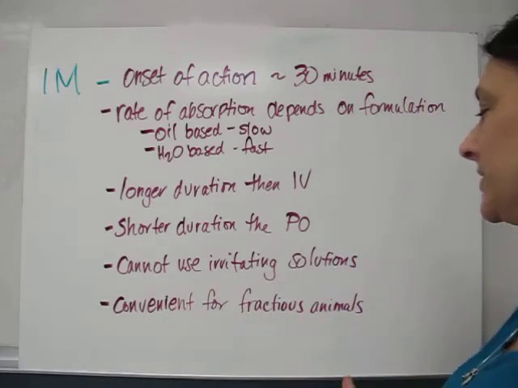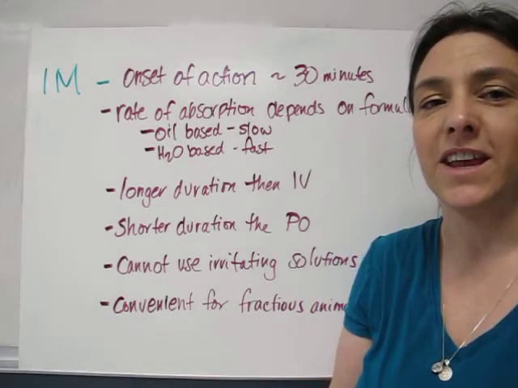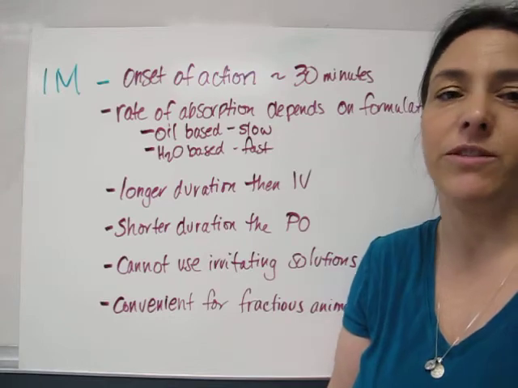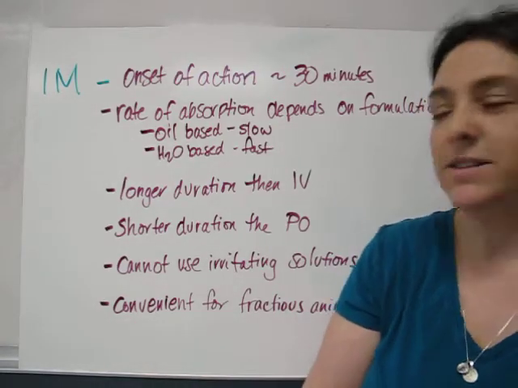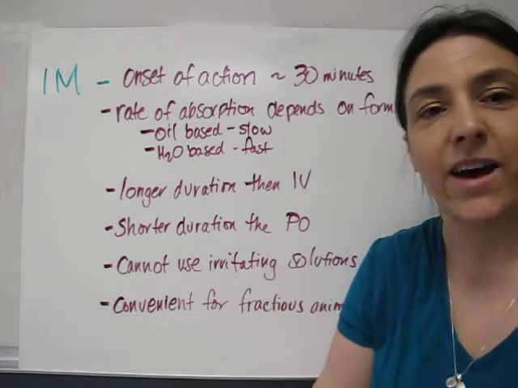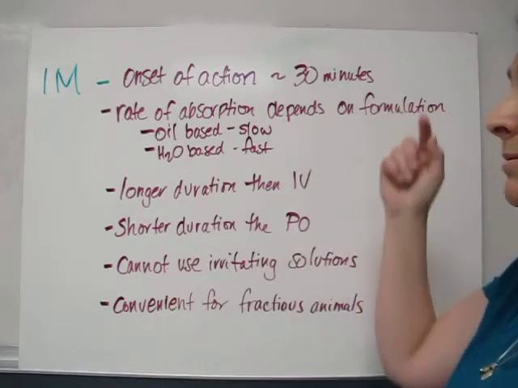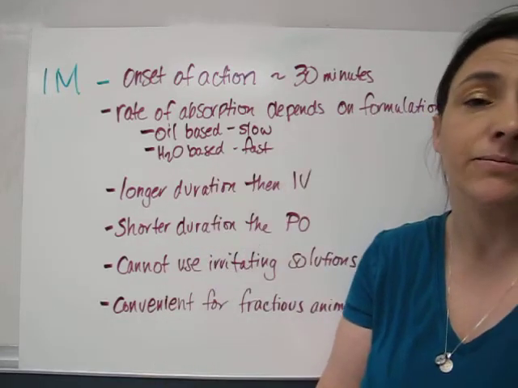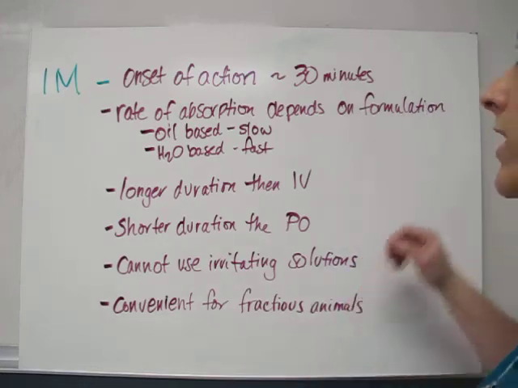You can't use irritating solutions, though you do sometimes use some solutions that are irritating. The pH is a little bit different, so it may cause some stinging. And the great thing about IM is you can use it for fractious animals. If you just get that animal squished down, you can pull a leg out, give an IM injection, and within about 30 minutes, if it was a sedative or a tranquilizer that you gave them, they should be a little bit more handleable.